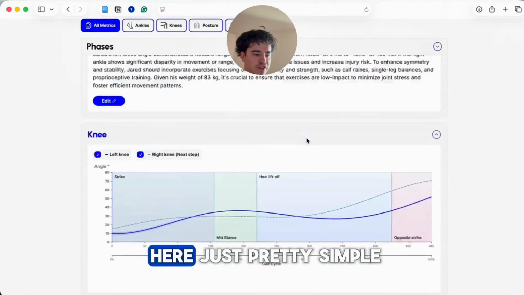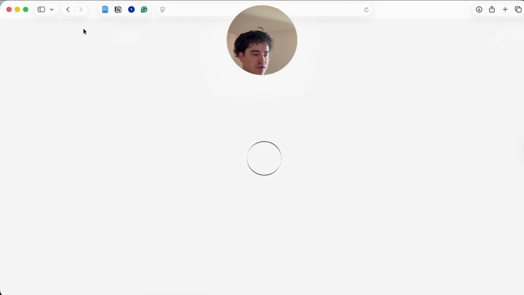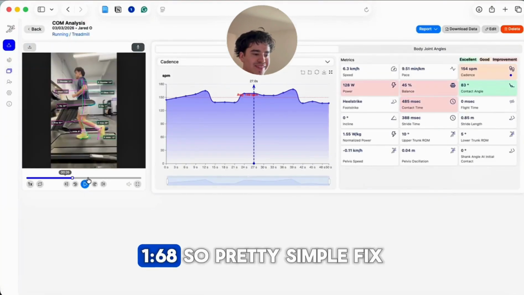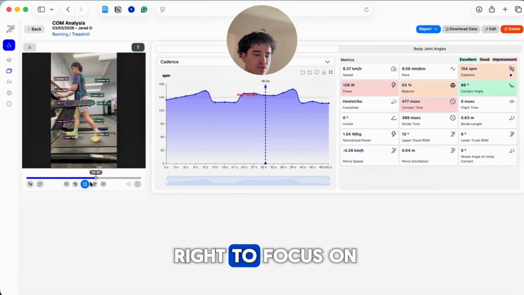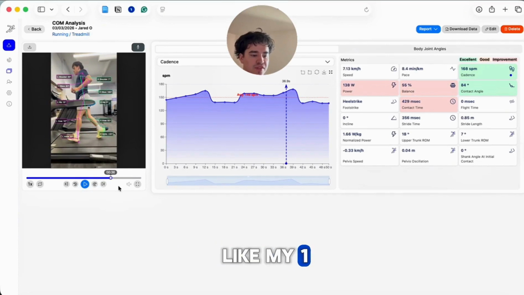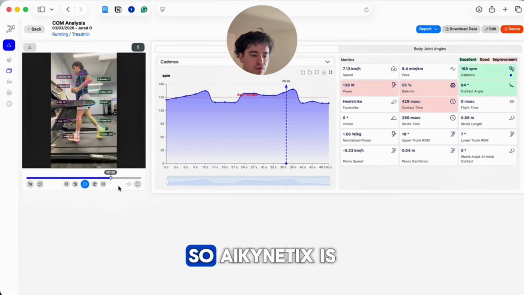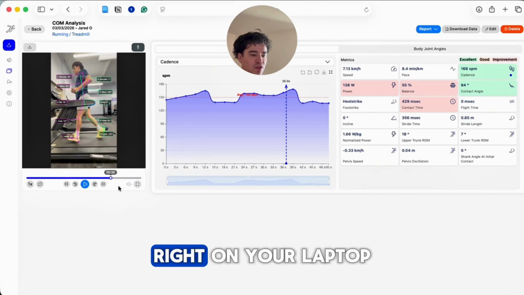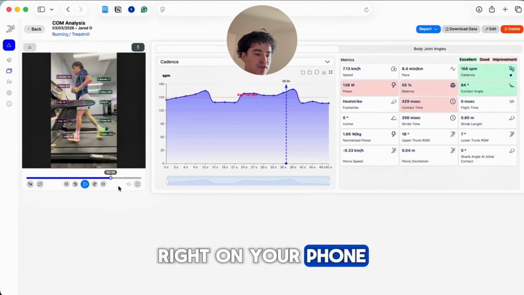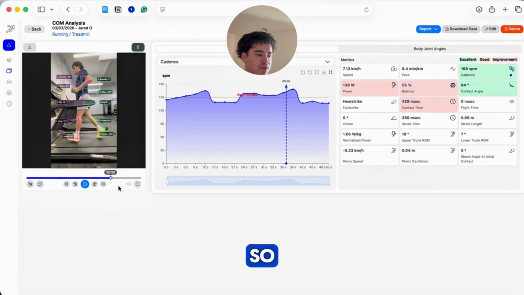And so let's finish here, just a pretty simple graph as well, right where my cadence was 168. So pretty simple fix. We use a step rate to focus on higher cadence, and then like my 168 here, we naturally flatten that bounce and keep the landing vertical. So AiKYNETIX is gonna allow you to put this kind of research grade data right on your laptop, right on your phone, so you can stay efficient and injury-free.